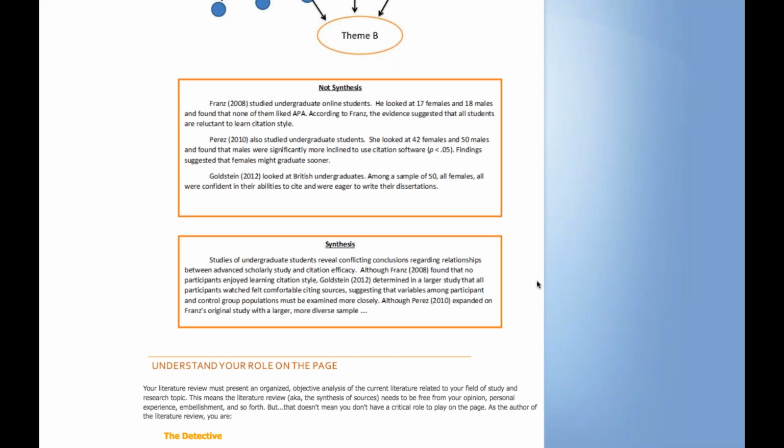Here you can see how I've utilized transitions to explain the relationship between the sources. By saying, although Franz and Goldstein determined, I've created a sort of contradiction between these two sources, explaining that there's some conflicting ideas going on about studies of undergraduate students and advanced scholarly study. Here I've used although Perez expanded on Franz's original study to create a direct conversation between those two sources.